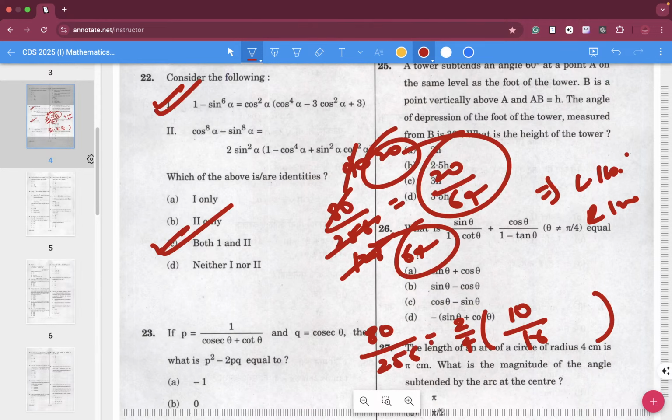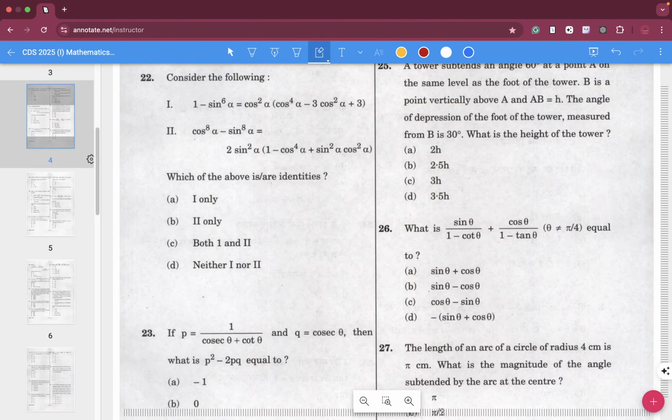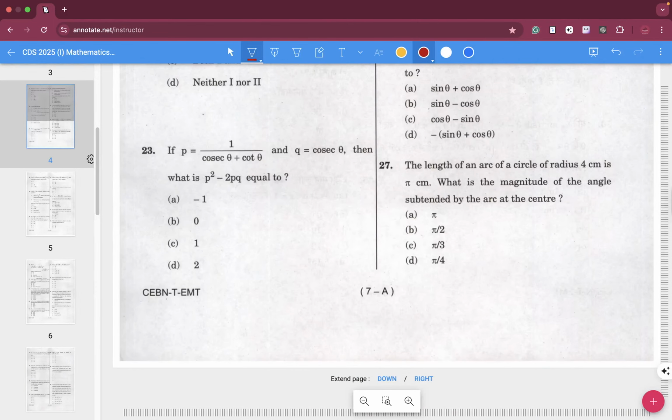Right? Okay. So quickly we'll move to the next question. Okay. Question number 23. What did I tell you? Whenever you come across cot, you have to put theta value 45, right? So theta value is 45.